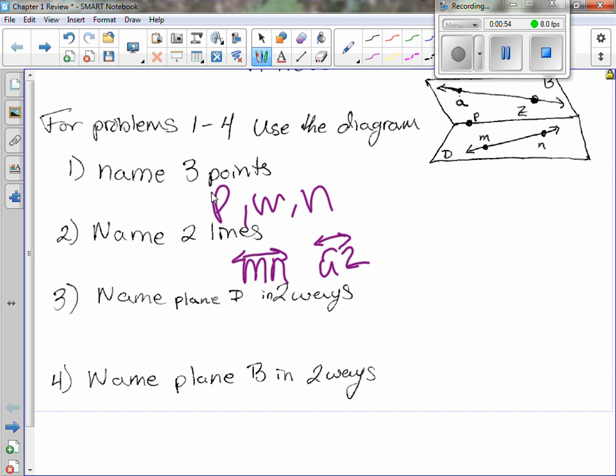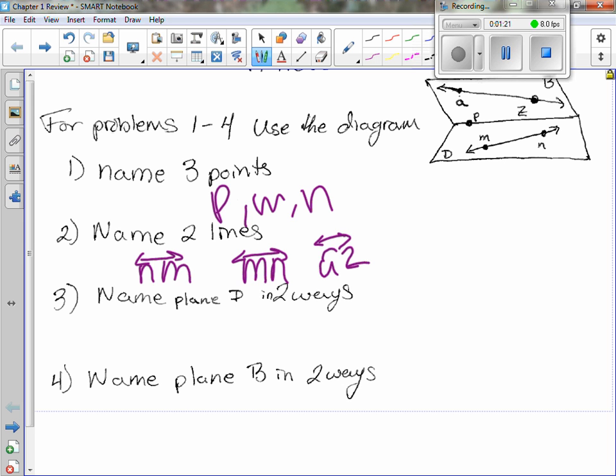Because it says, name 2 lines. M, N, and N, M is the same line, so how many lines did you name? One. You renamed one line. It says name 2 lines, so we need 2 lines. This is 2 names for a line. This is 2 lines. So there's a difference between them.